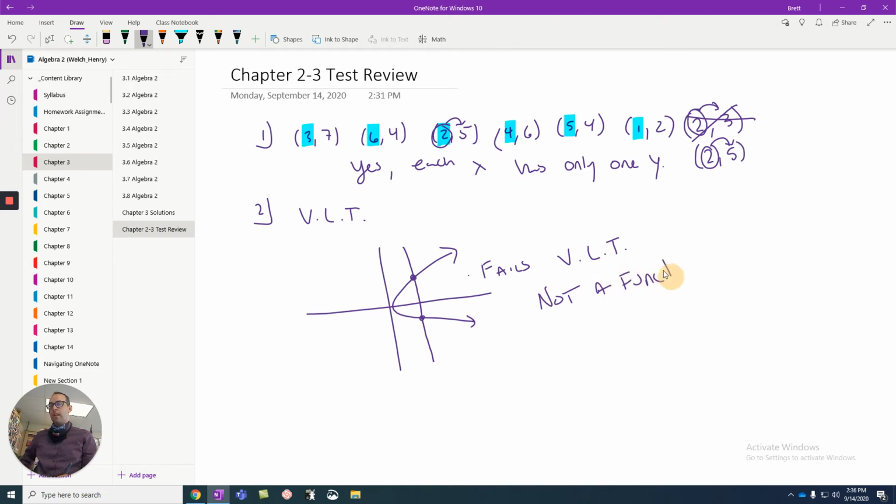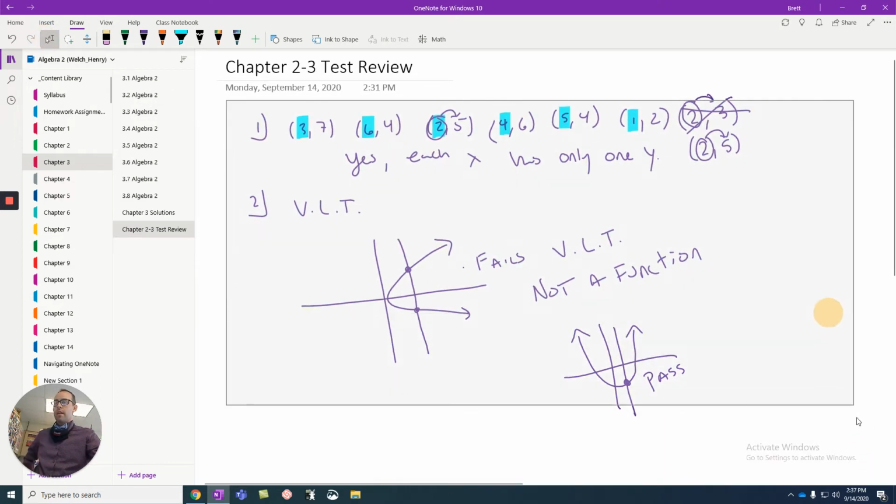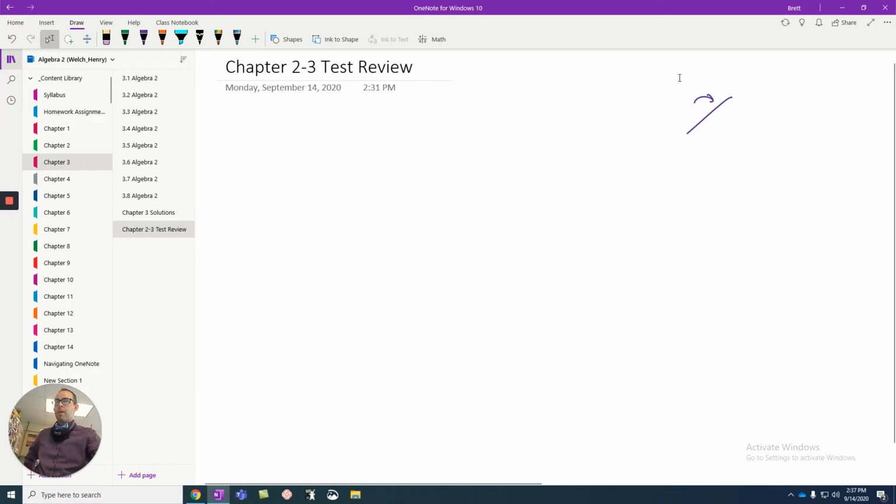If it passed the vertical line test, say for instance you were looking at a graph like this, well, a vertical line is never going to touch this graph more than once, so it would pass the vertical line test. Okay, so this is a pass. This one here, we can see those examples of failing the vertical line test. Over here, the vertical line test would just have the one dot where it crosses. So that's passing, okay? So the first two questions, we're talking about the vertical line test and ordered pairs and looking for if something's a function or not. All right, let's take a look at the next type of problem.